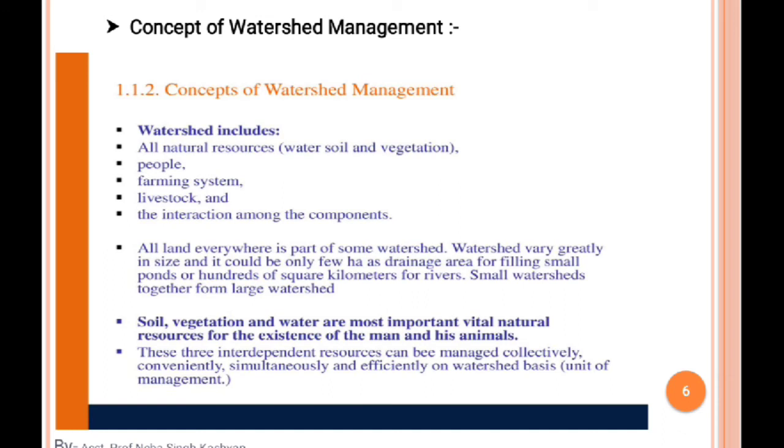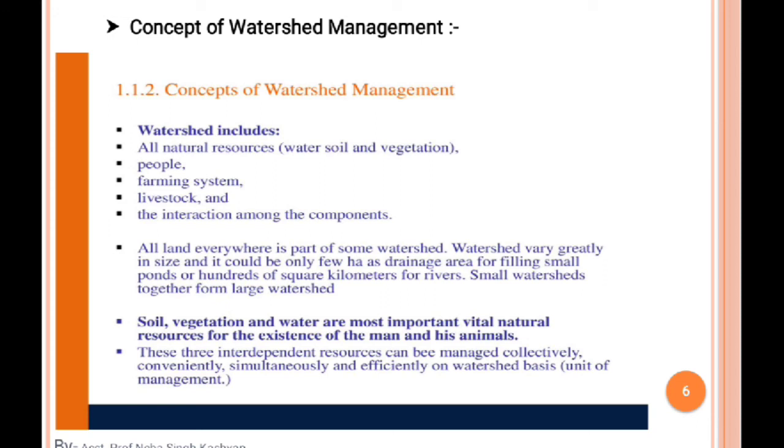Like the watershed includes all natural resources, which is the water, soil and vegetation, people, farming system, livestock, and the interaction among the components. Components, that means flood and erosion also. Okay, then all land everywhere is a part of some watershed. Watersheds vary greatly in size, and it could be only a few hectares as drainage area for filling small ponds, or 100s of square kilometers for rivers, a small watershed together forming a large watershed. So that would be a management system.